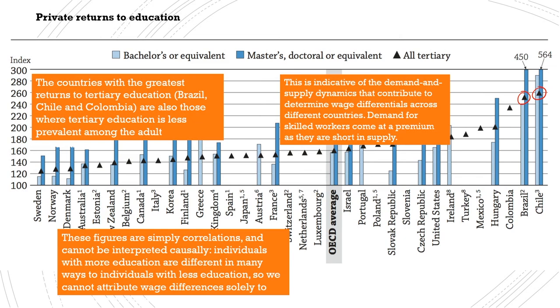So, these figures again are simply correlations and cannot be interpreted causally, and individuals with more education are different in many ways to individuals with less education. So, we cannot attribute wage differences solely to education here.